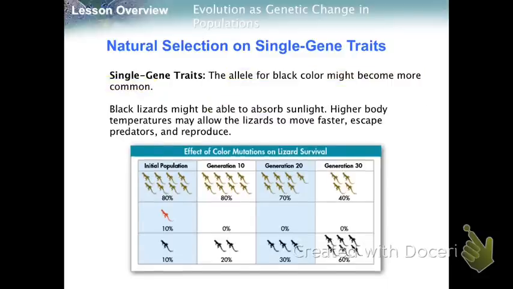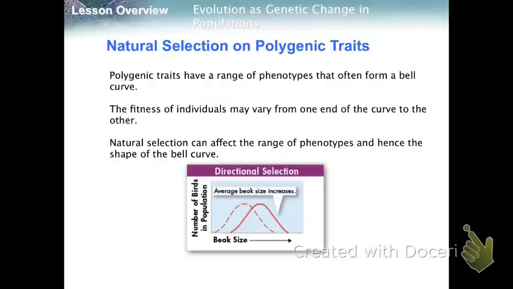What's going on with the black color? Why is that an advantage? We know that black color is more easily able to absorb wavelengths of light. So lizards that are ectothermic, they have to get their heat energy from their surroundings. Higher body temperatures can allow the lizards to move faster, escape predators, and reproduce. So the black coloring might help them maintain homeostasis a little bit better than brown. So we see a shift in that population.